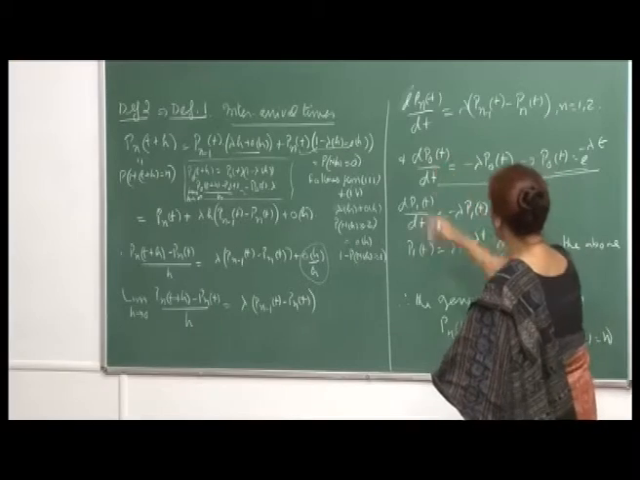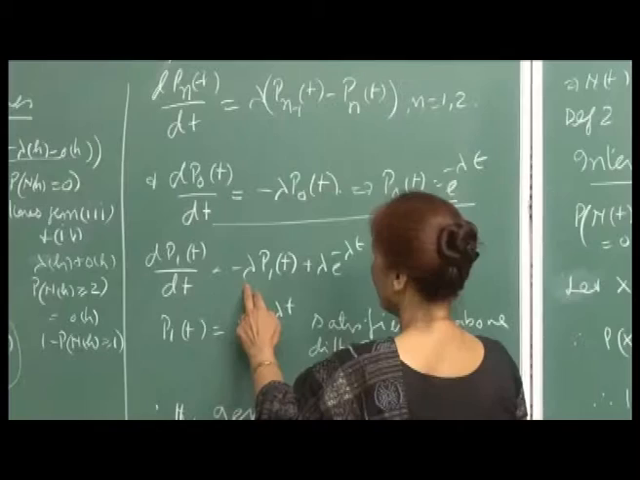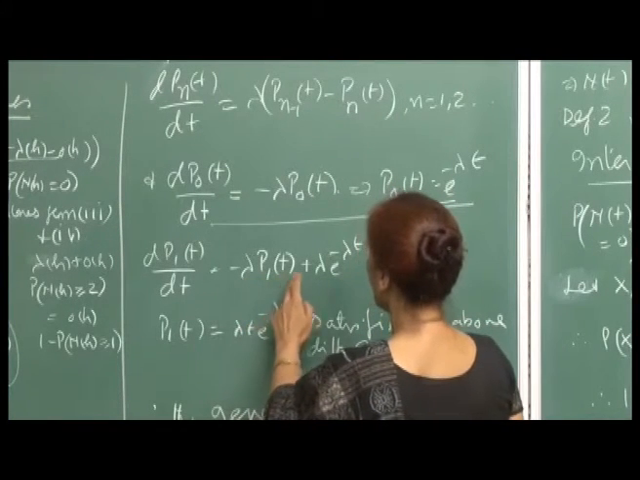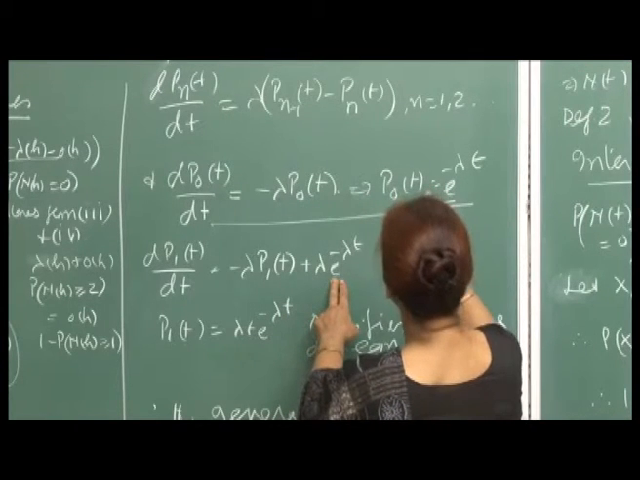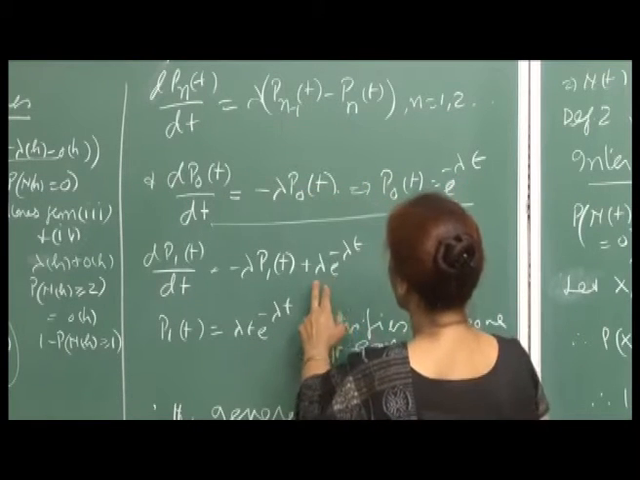If you put, for example, n equal to 1, it will be dP_1(t)/dt, which from here is minus lambda P_1(t) plus lambda e raised to minus lambda t, because I am substituting for P_0(t). See, when n is 1, this is P_0(t), which is e raised to minus lambda t.